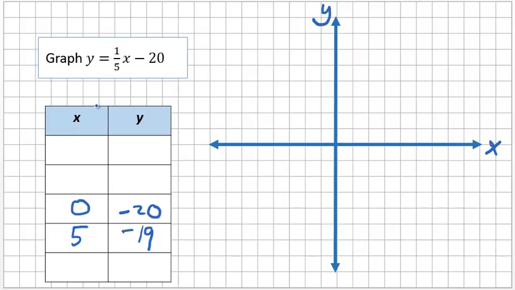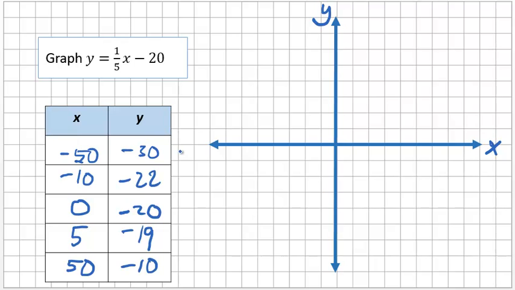Now I could just use 10, but maybe I'll jump all the way up to like 50 here. And if I put in 50, 1/5 times 50 is 10, minus 20 is negative 10. So then for some negative values, maybe we'll try negative 10. And so 1/5 times negative 10 is negative 2, minus 20 is negative 22, and again, maybe I'll jump to negative 50 here. And that would give me negative 10 minus 20 is negative 30.